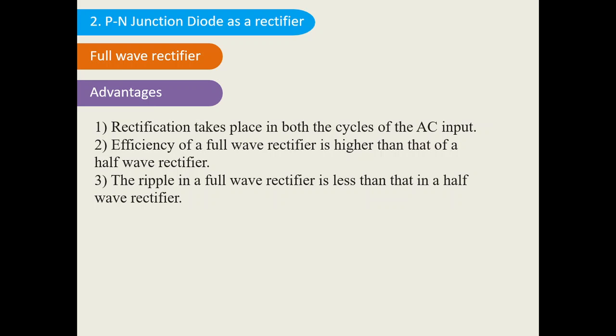The ripple in the full wave rectifier is less than that of the half wave rectifier. Ripple means, suppose I consider a diagram like this. These are the waves in the case of the half wave rectifier. Again this is zero, again this is zero, again this is zero. So I can say the ripple, that means the changes, is more. But in the case of the full wave rectifier, the changes are less. The ripple is less. That's why I can say the ripple of the full wave rectifier is less than that of the half wave rectifier.